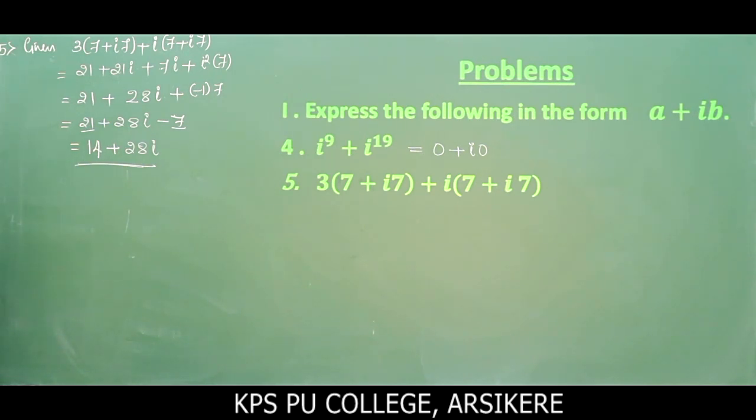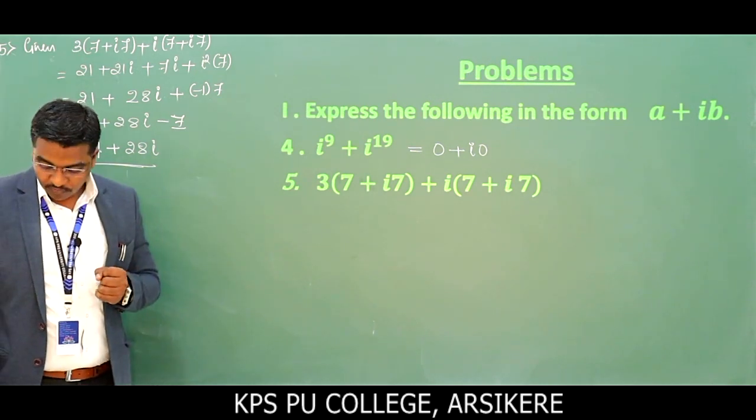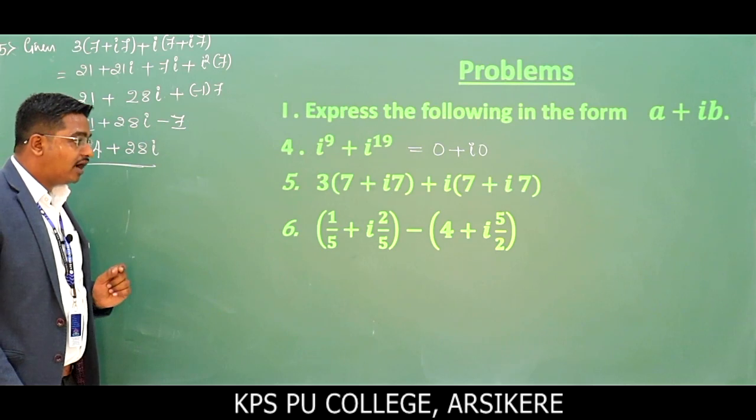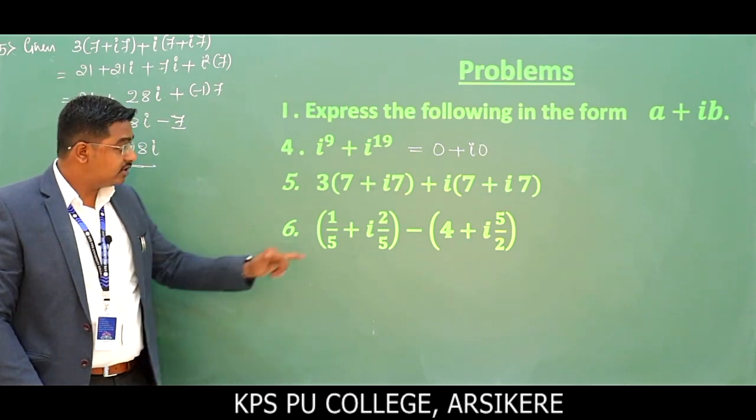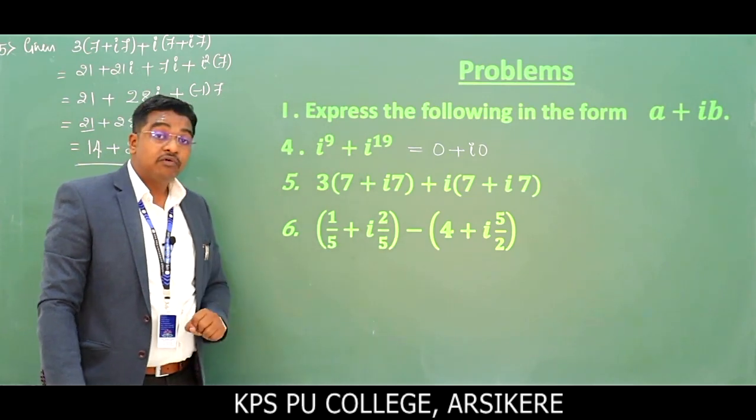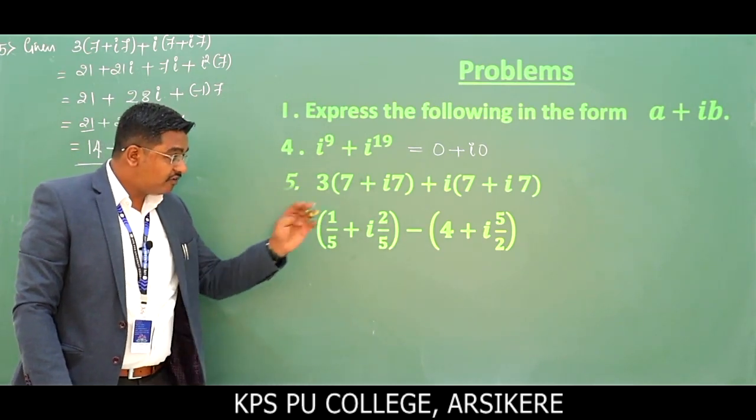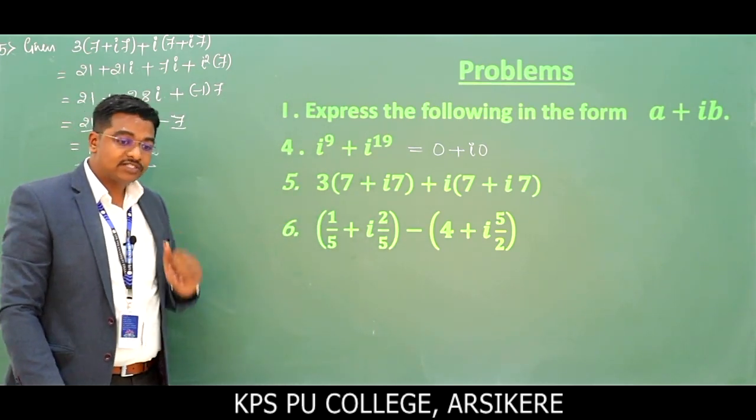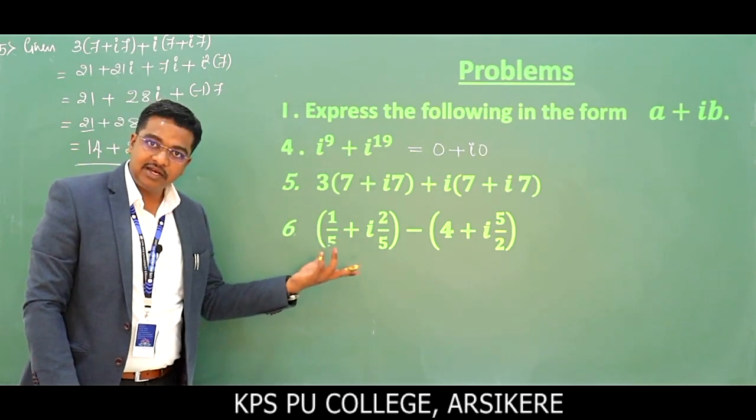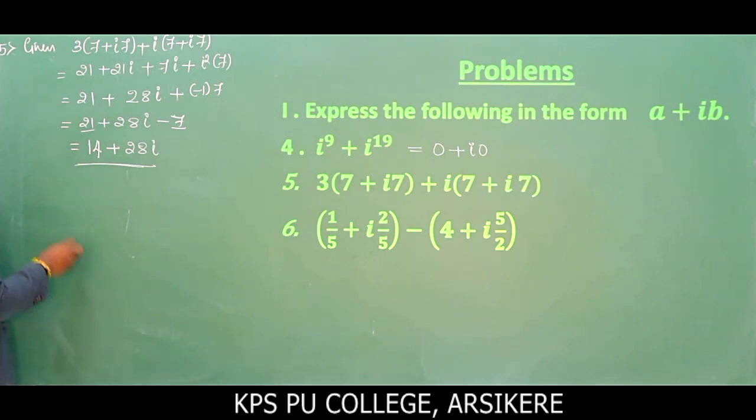Okay, now I would like to discuss the next problem on the same thing: 1 divided by 5 plus i into 2 divided by 5. It is not i square here. i times 2 divided by 5 minus 4 plus i times 5 divided by 2. How do we simplify this? Go with it very simply. Look, there is 5, take the LCM, then simplify. Problem number 6.